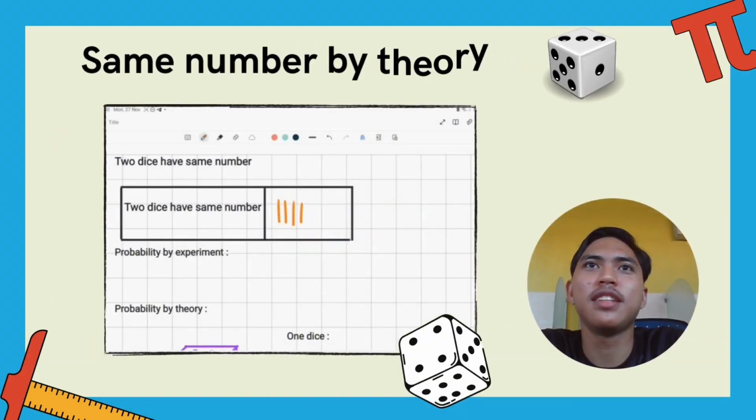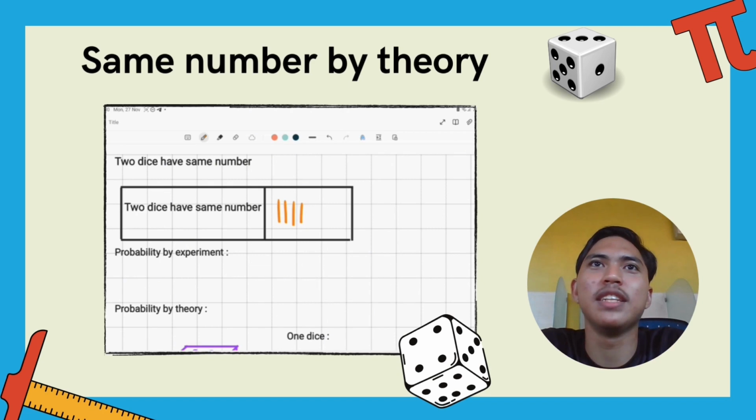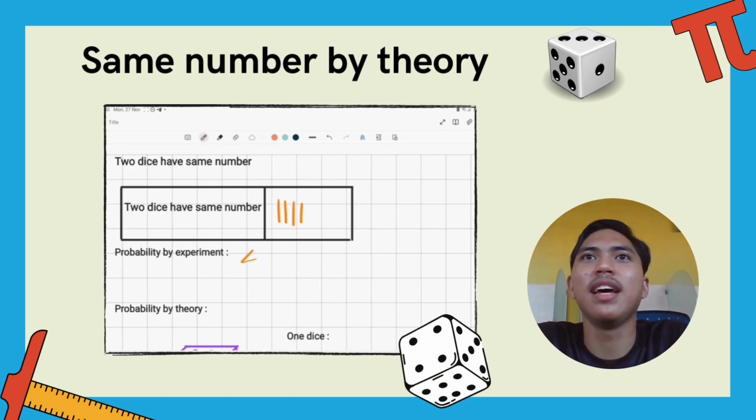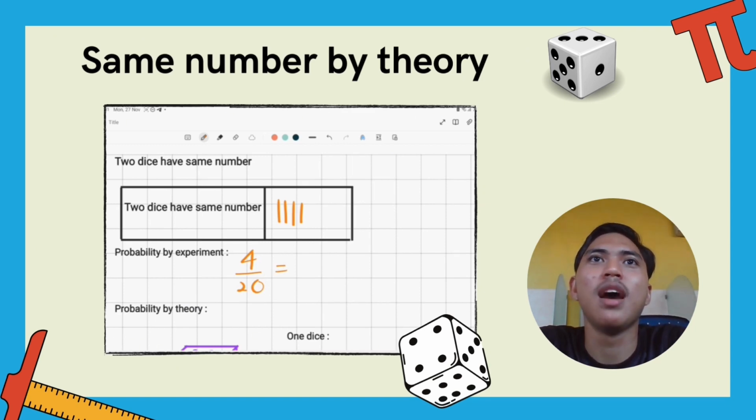From the tally chart result that has been shown to you for the event of getting the same number for both dice for 20 trials of rolling the dice just now, we can see that 4 out of 20 trials of the experiment match our objective of getting the same number for both dice. So the probability of getting the same number for both dice is 4 over 20, which can be simplified to 1 over 5 for the experimental probability.